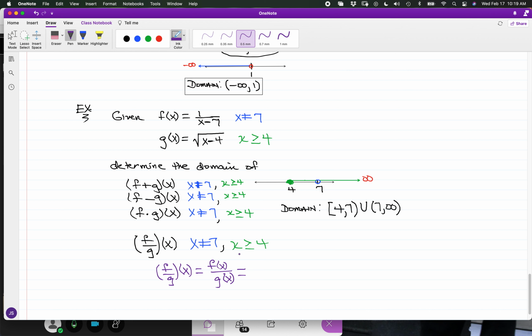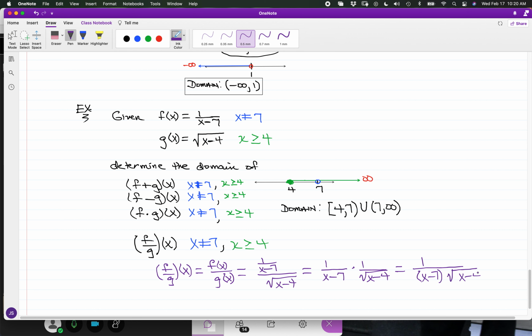Okay, so you have f of x over g of x, and f of x we have 1 over x minus 7, and g of x we have the square root of x minus 4. And again, if I divide by a denominator, it'll be the same as multiplying by the reciprocal of that denominator. So in effect, you're looking at 1 over x minus 7 times the square root of x minus 4.